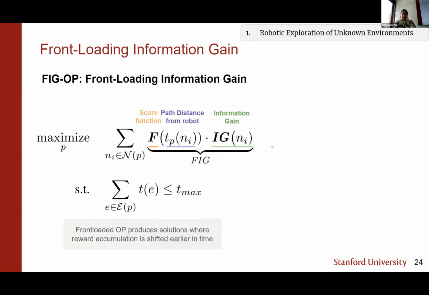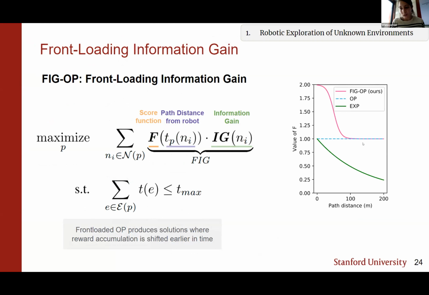So to solve this problem, we introduce a variant of the orienteering problem that also has this idea of strategic long-term exploration in mind, and we call it the front-loading information gain problem. We provide a heuristic incentive for the robot to visit frontiers earlier in time. To do so, we design a function that we call a front-loading function, which provides a reward term according to the path distance of the frontier on the solution. By doing so, we produce solutions where reward accumulation is shifted earlier in time.